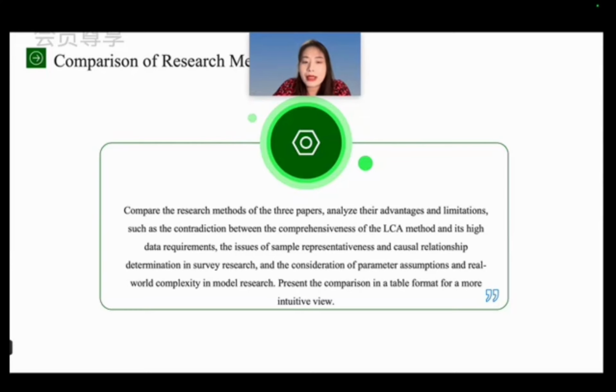Its sample might not represent everyone well, and it was difficult to find out the real reasons behind things. Just my opinion, okay. The third paper's model was helpful, but it had to deal with the complex assumptions about numbers and the uncertainty of real life.